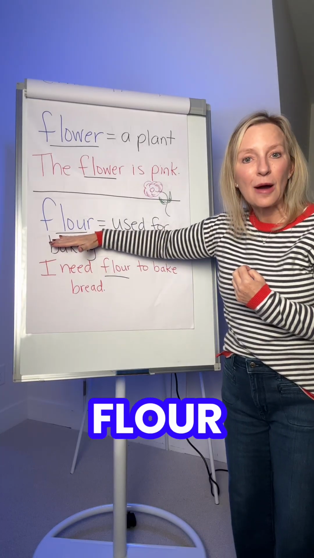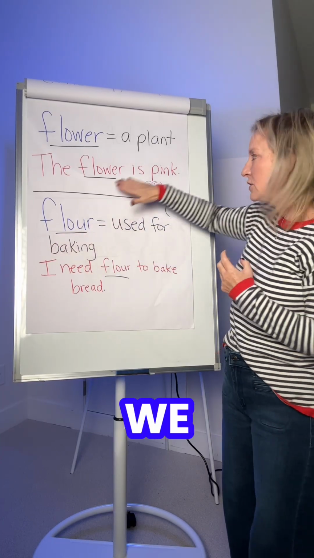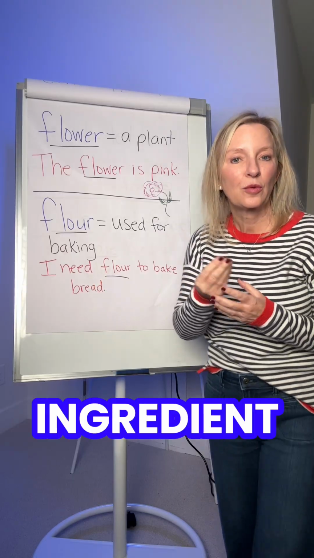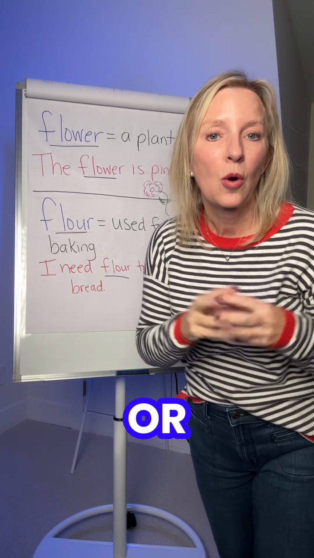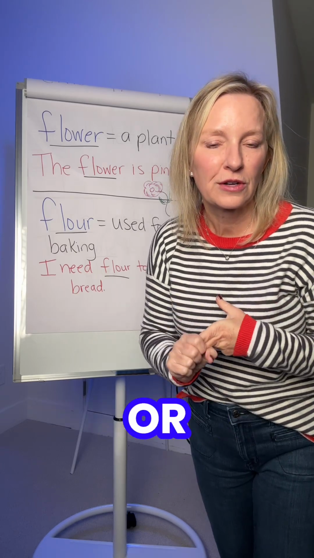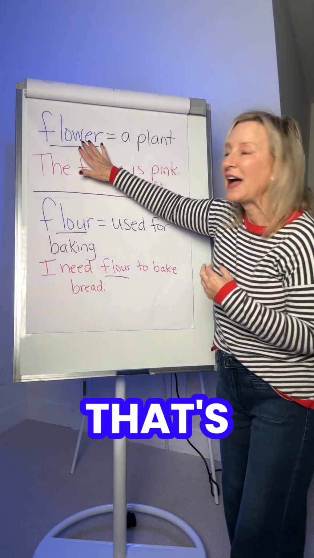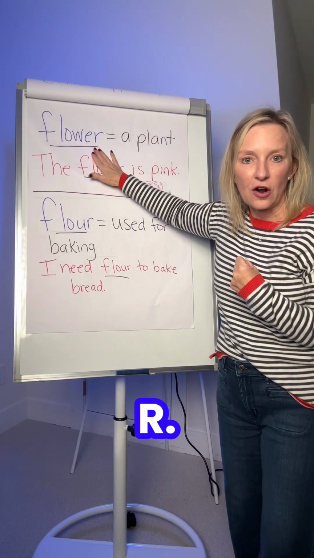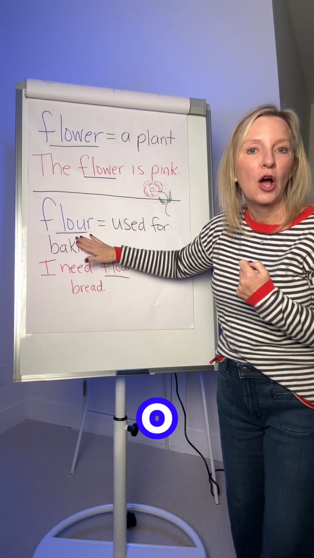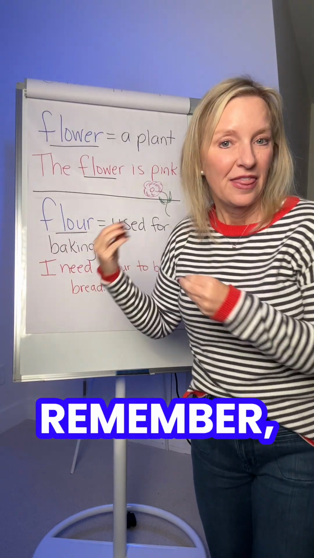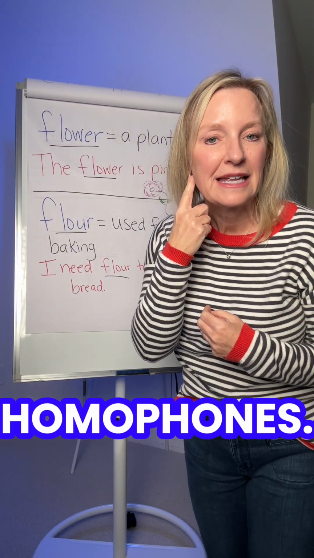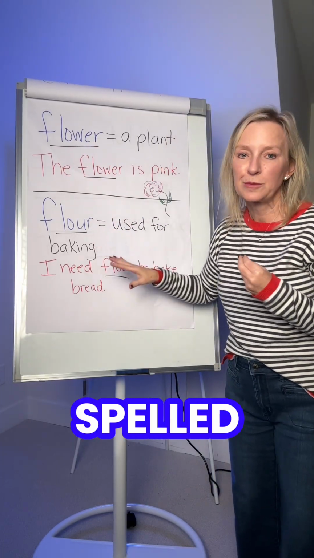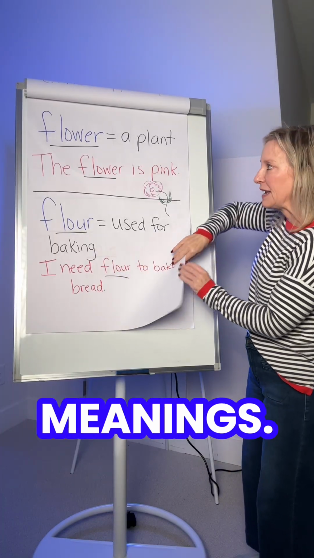When we say flour, F-L-O-U-R, we do not mean this kind of plant flower. We mean the ingredient that is used to make or bake something like bread or cakes or cookies. So that's the difference between flower, F-L-O-W-E-R, and flour, F-L-O-U-R. Remember, all of these words are homophones, same sound. They sound the same, but are spelled differently and have different meanings.